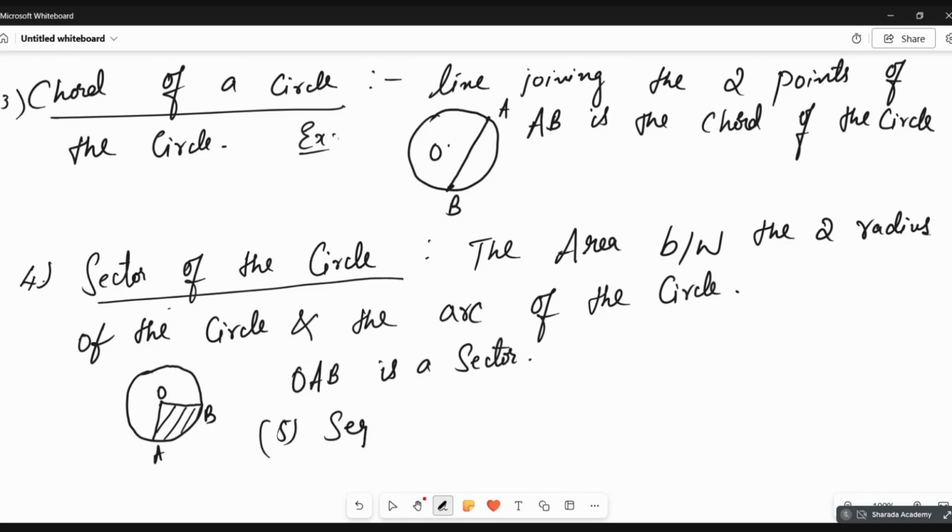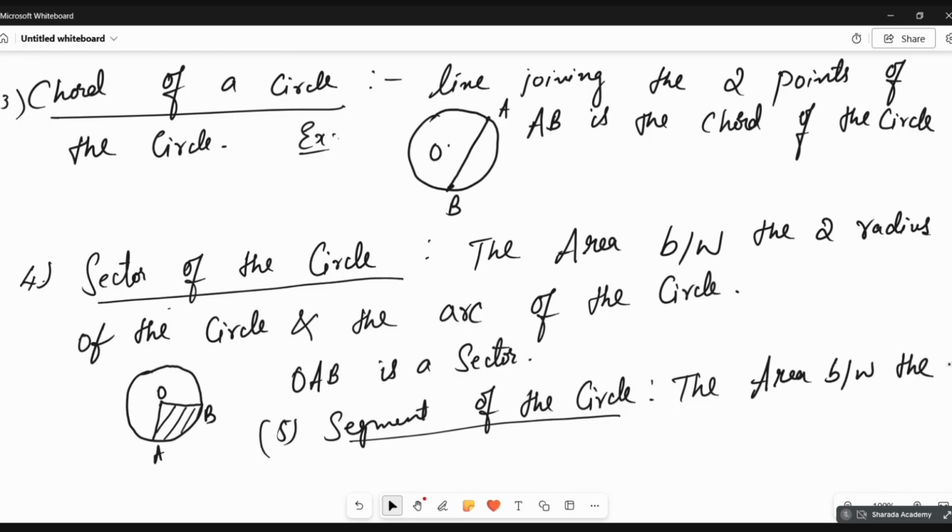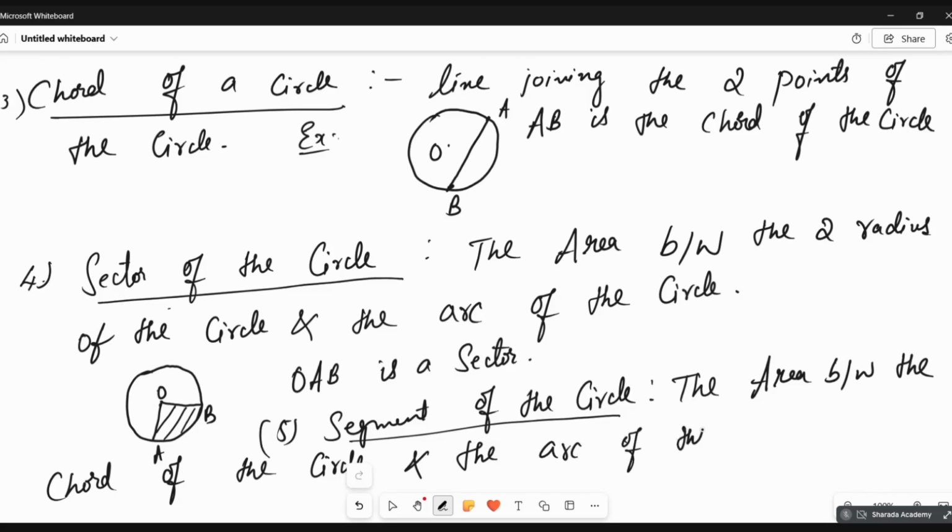Next, segment of the circle. The area between the chord of the circle and the arc of the circle. ABC is a segment of the circle.